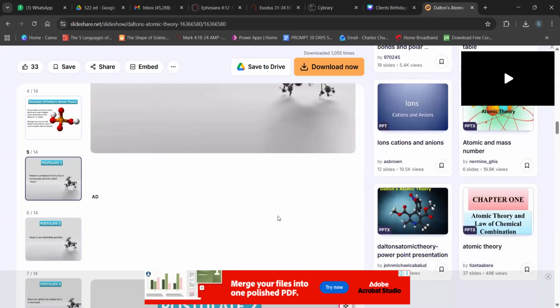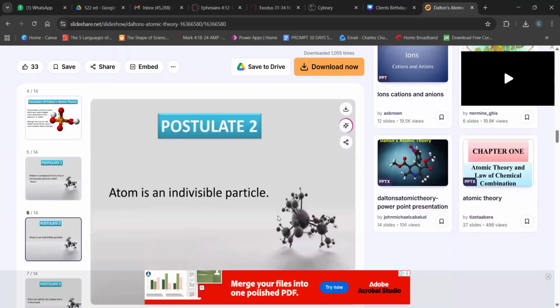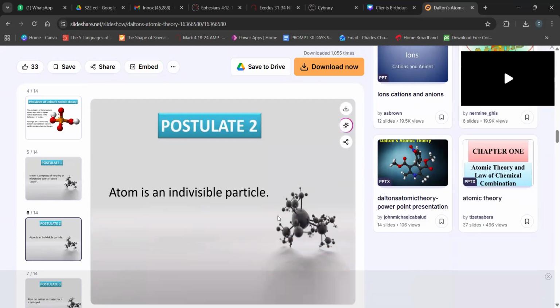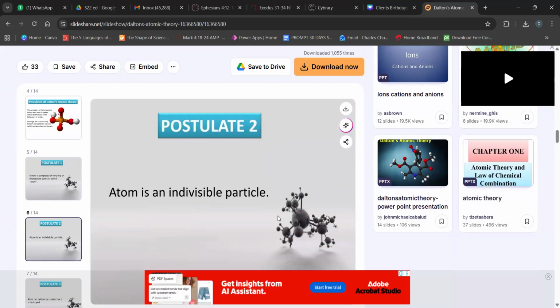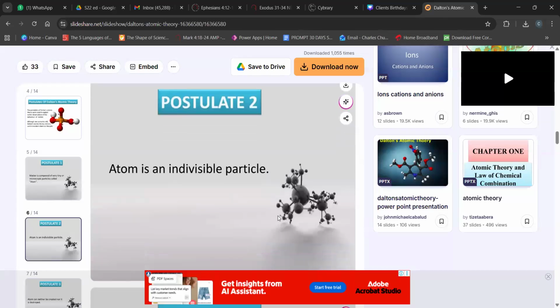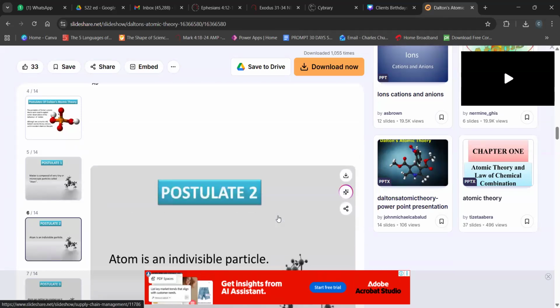Okay, so if we understand that, it's trying to say that atoms are the smallest particles you can get in any piece of matter. And then that leads us to postulate two, that an atom is indivisible. That means you can't break it down further than what it is. Okay, so that's the second postulate.